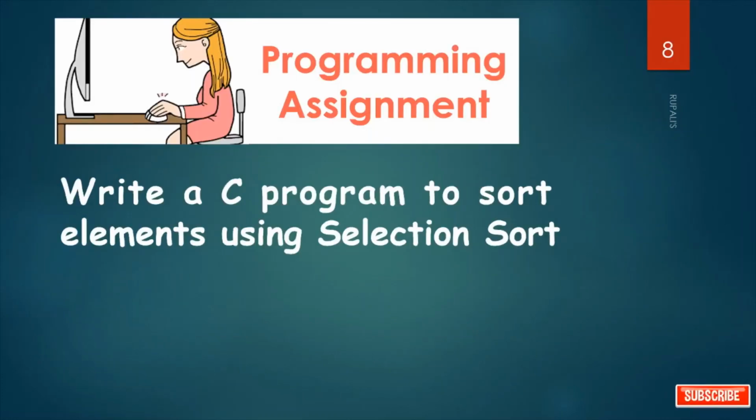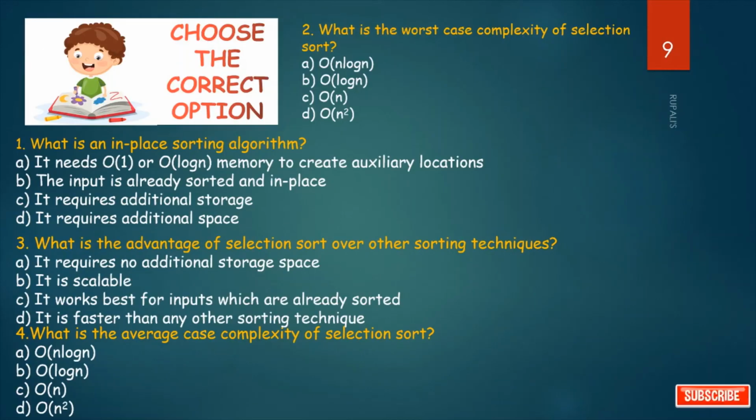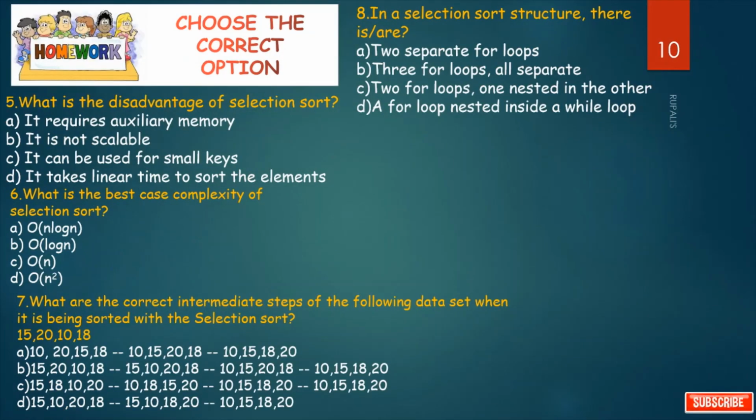So, this is your programming assignment. Write a C program to sort elements using selection sort. Try to do this program on your own and feel free to ask any question if you are facing any problem. This is your homework. Choose the correct option and answer me in the comment section. Pause this video, try to answer this question in the comment section. I am waiting for your reply.